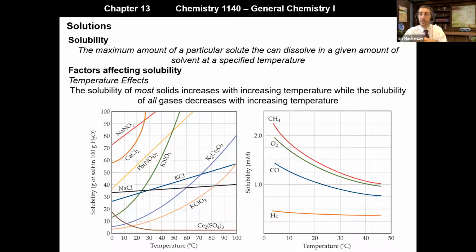Now, how do we rationalize that? Why is it different for gases than it is for solids? Well, for solids, remember, one of the things that we have to overcome is those solute-solute interactions. We have to break apart the ionic bonds. If we put more energy in the form of heat into the system, and remember, temperature is a measure of kinetic energy, then we just have more energy to overcome those ionic interactions and break the solute apart from each other.